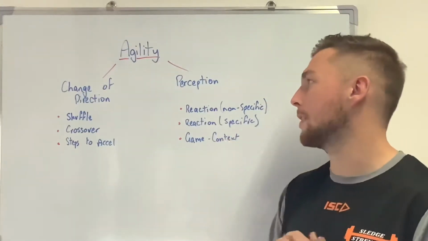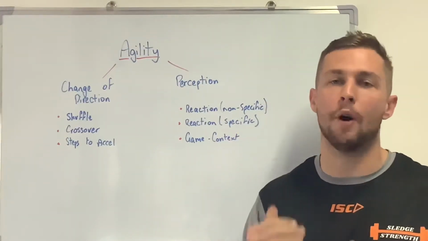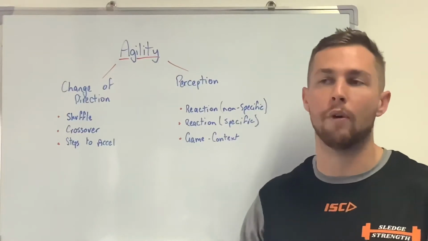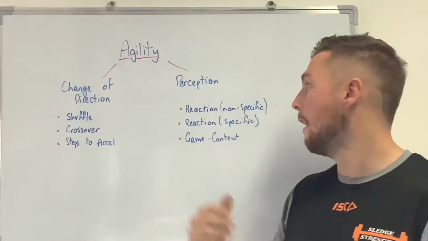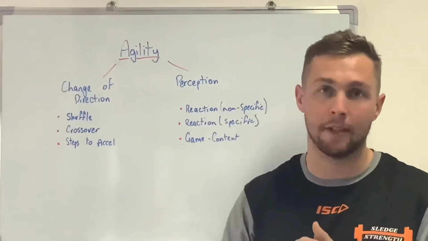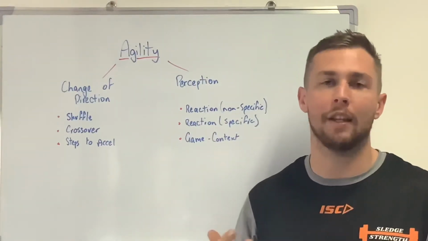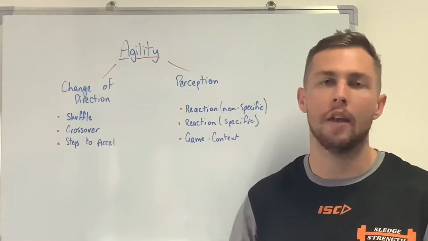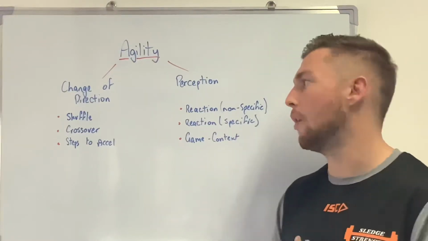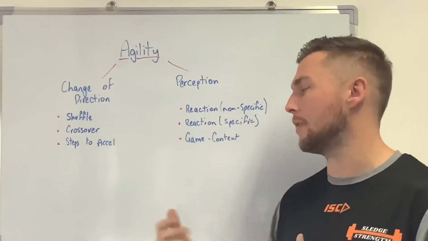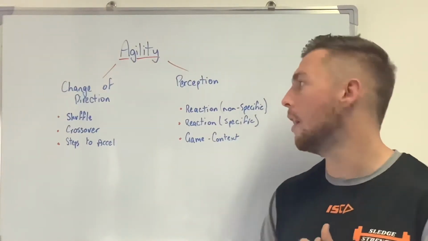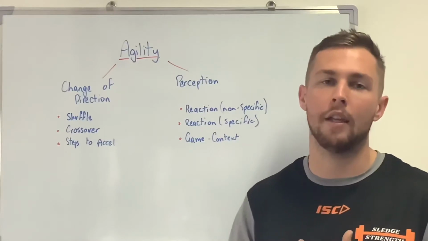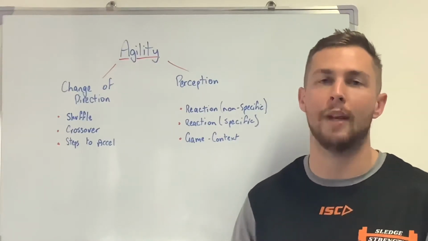And then if we look at our perception side, we have a few different components there as well. To start off with, where we usually see the performance piece unfortunately stop is reaction to non-specific stimuli. So that could be a clap, a light, a cone, someone pointing. Yes, that is reactive, and we might be using some of these movement patterns, but it's not specific to what we're actually doing in the sport itself or what we're actually reacting to.